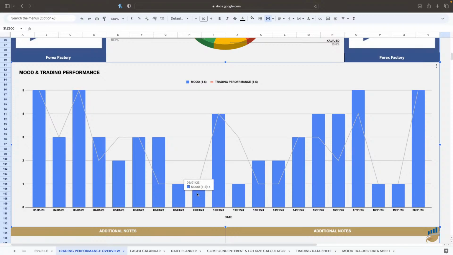So when your trading performance is 1, what was your mood like that day? Were you stressed out? Were you angry? Were you upset about something? Was there something impacting you emotionally? And this is what it's designed for.